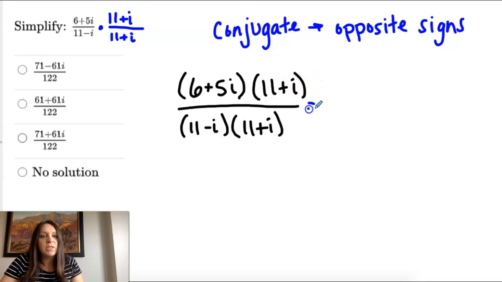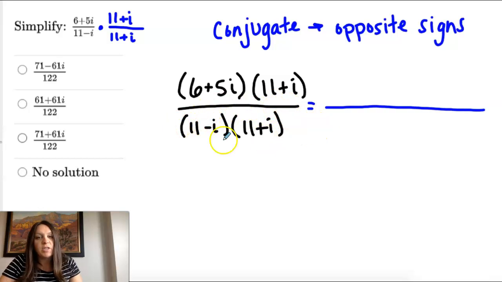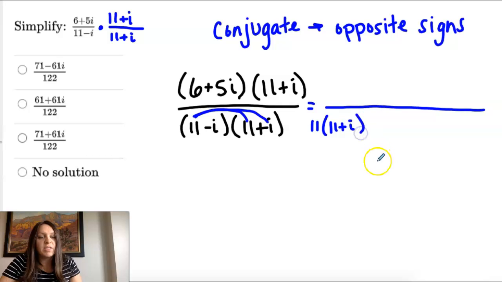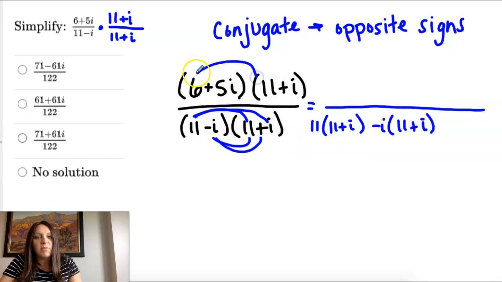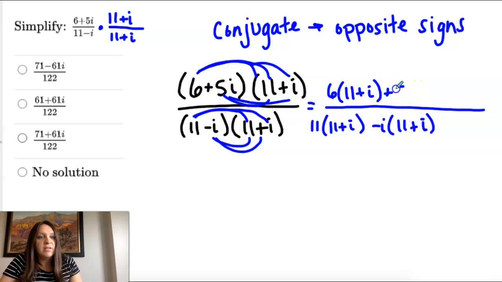And we're going to use that same property that we used on our first problem. We're going to use the distributive property. So I'm going to distribute this 11 to both terms in the second complex number. And I'm going to distribute the negative i to both terms in the second number. And we're going to do the same thing on the numerator. So I'm going to take the 6 and distribute that to both numbers. And then I'm going to take the 5i and distribute that to both numbers.